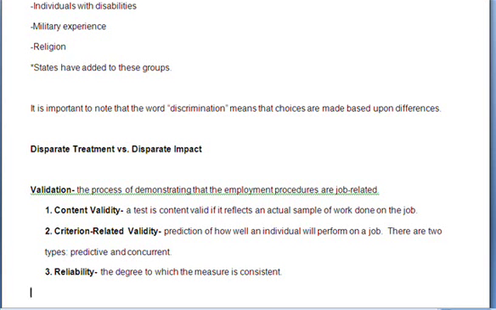So you see how content validity, when you ask somebody to actually perform part of the job, is certainly an acceptable hiring process. That is very, very different than what Duke Power did. Duke Power asked a person merely if they had a high school diploma. And having a high school diploma is not necessarily indicative of their ability to perform the job.